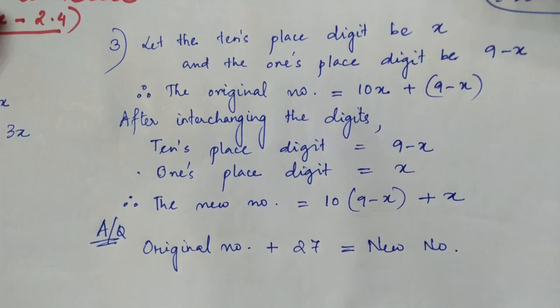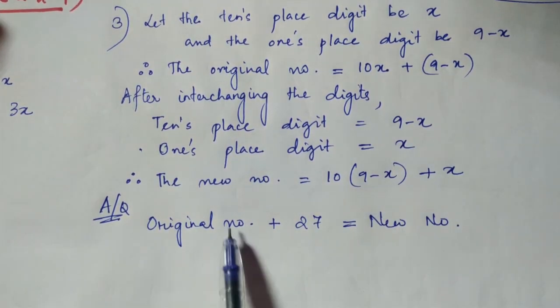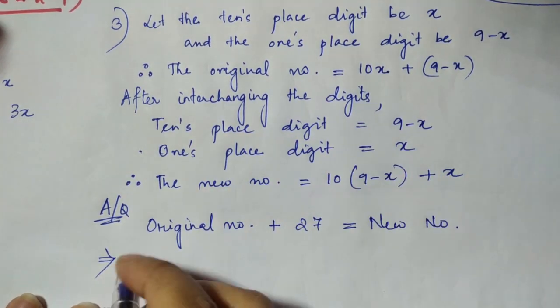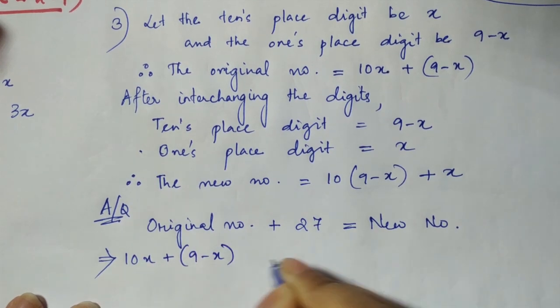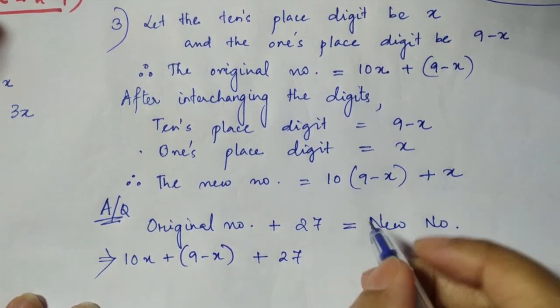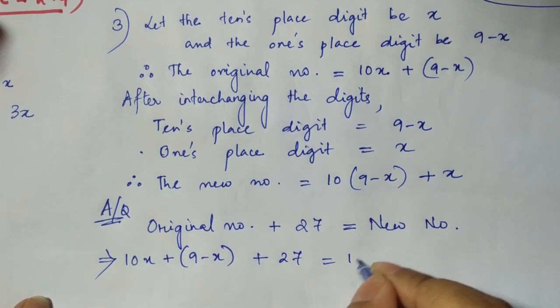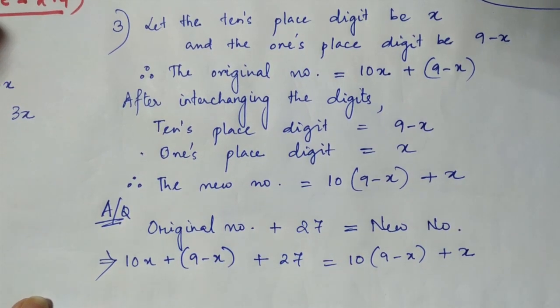Right? Now we have already found out what the original number and the new number look like. Just put them in this equation. This was the original number, 10x plus 9 minus x. This is plus 27, because it said the new number is 27 more than the original number, right? And the new number is 10 times (9 minus x) plus x. Now let's calculate the equation.